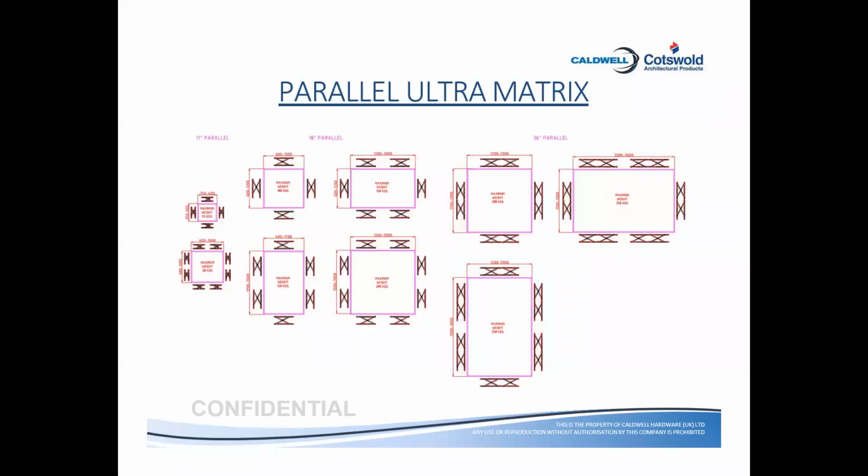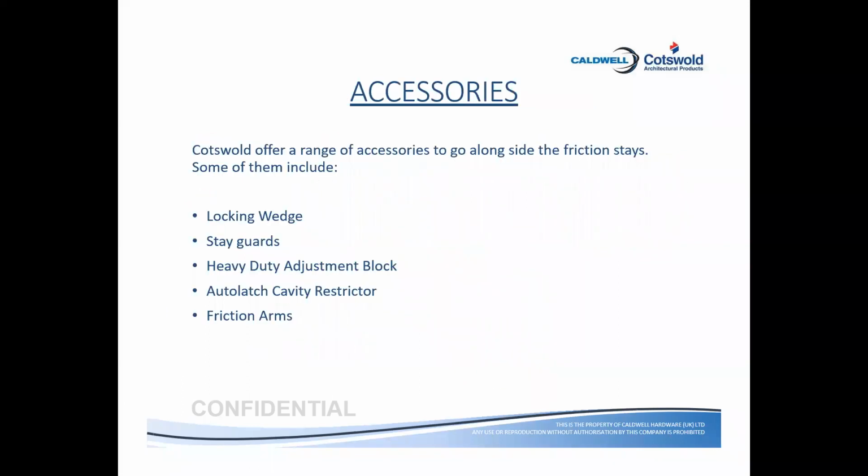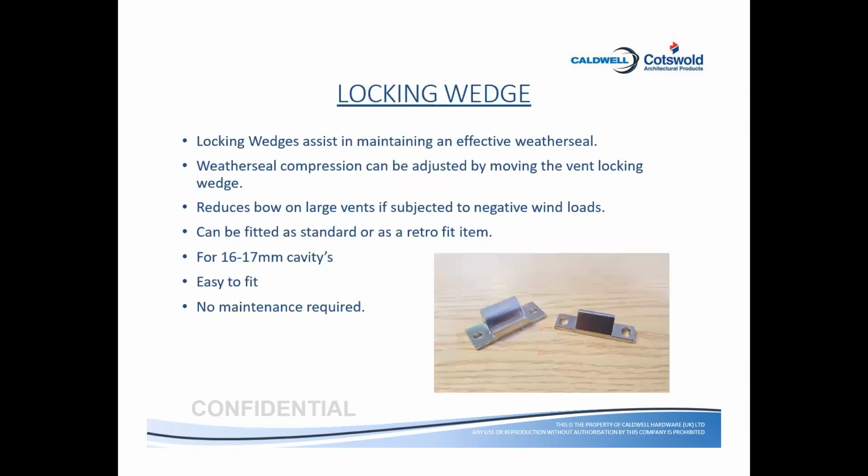Coming to the last part of our presentation, we are almost about to finish. We have some additional accessories like locking wedge, stay guards, heavy duty adjustment blocks, auto latch, cavity restrictor, friction arm, etc. This is the locking wedge, also called additional locking or sash seal. Its function is to bring the window to its theoretical position, as we discussed earlier. It acts as an additional locking. It avoids the sun effect.